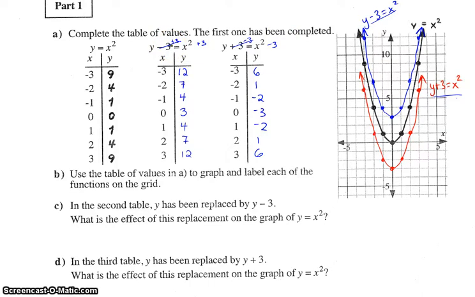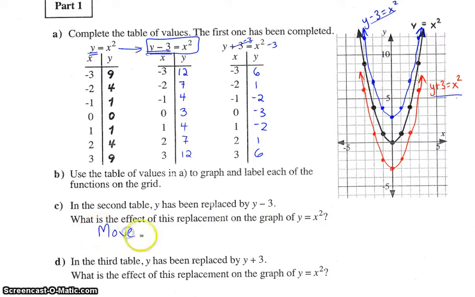Now let's see if we can answer part C. In the second table, that's this one here, y has been replaced with y minus 3. Let's just take a look at that. Okay, so compare, notice no longer y, now it's y minus 3. What is the effect of this replacement on the graph of y equals x squared? Okay, well, going from that black graph to the blue graph, it looks like every point on that graph got moved up 3 units. Okay, so what is the effect on the replacement of the graph?